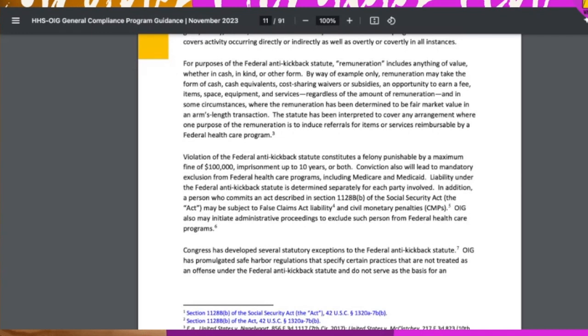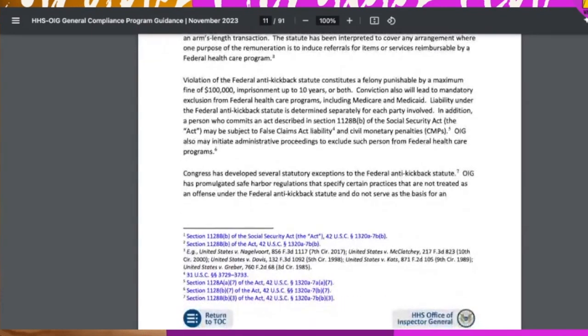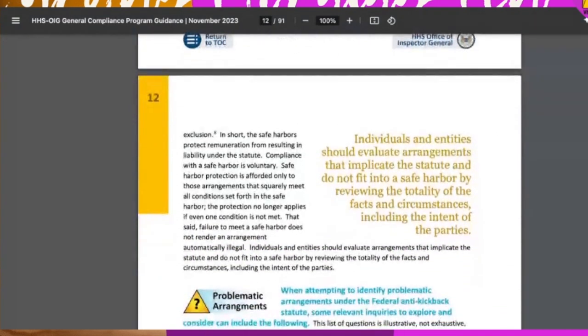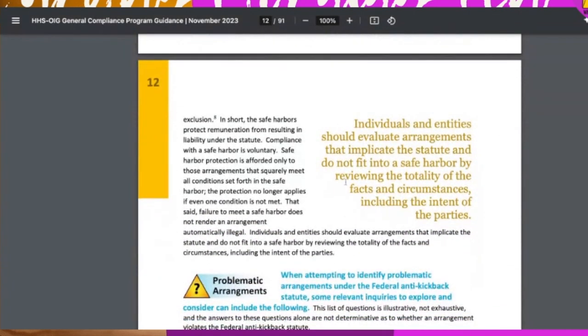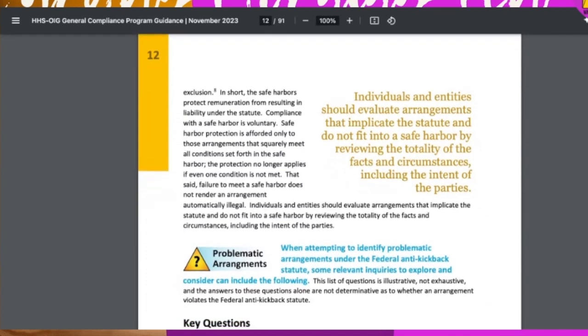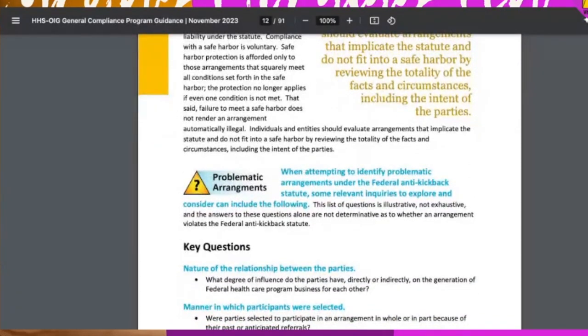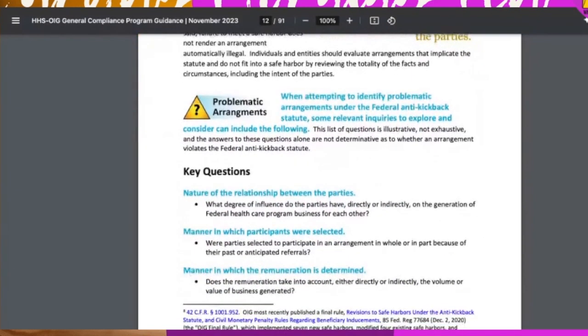Now there are some safe harbors and there are some things that under compliance that you can do that offsets. But it states real big, individuals and entities should evaluate their arrangements that implicate the statute and do not fit into a safe harbor by reviewing the totality of the facts and circumstances, including the intent of the parties. They said that this is intent. And then they give you some examples of some problematic arrangements. And then there's a FAQ.